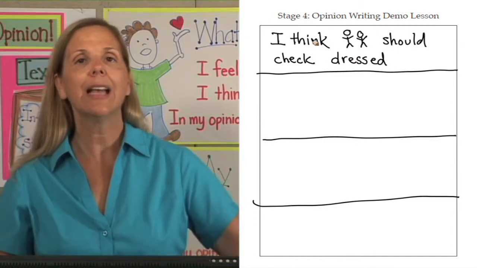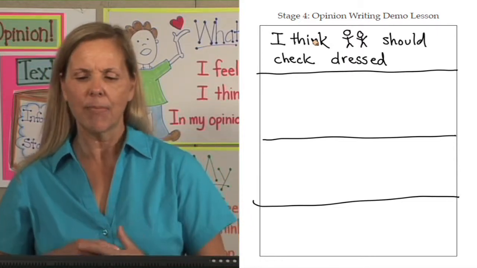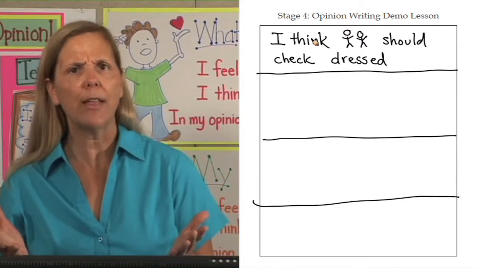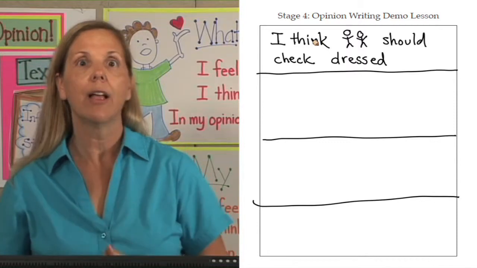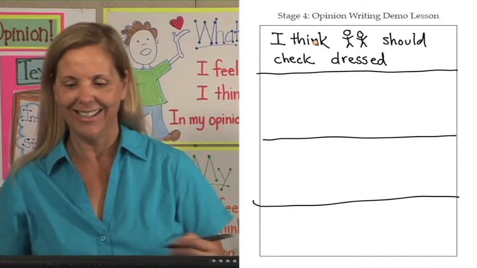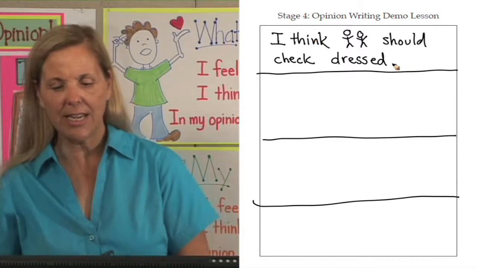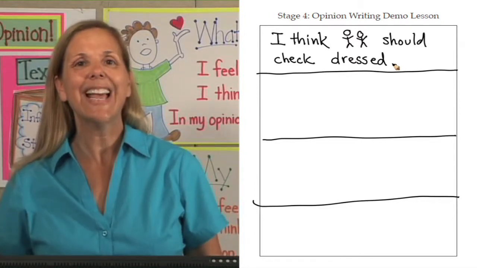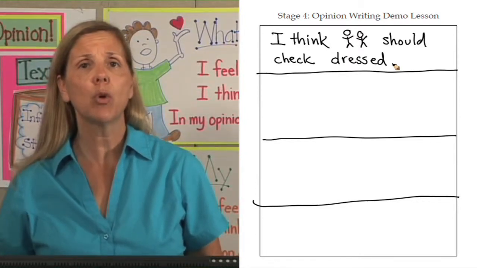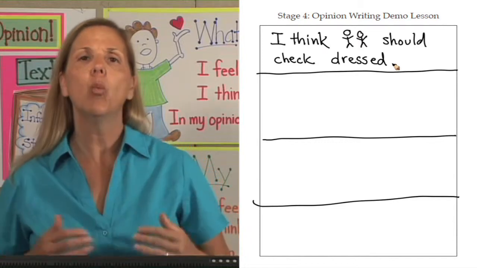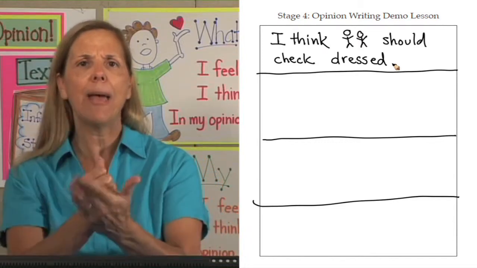Let's go back and let's say the entire sentence. I think people should check the weather before they get dressed. Excellent opinion. Let's go back and put our period. We have our topic sentence. That's our opinion. And in this opinion, what are we doing? We're giving our advice. What do we need next? Back it up, back it up.